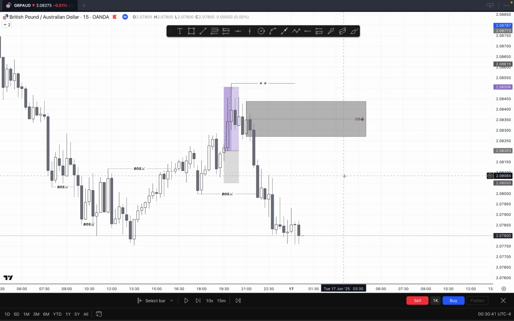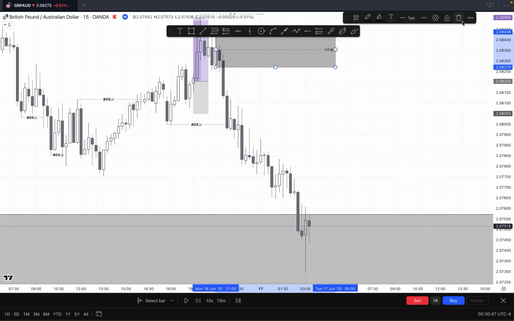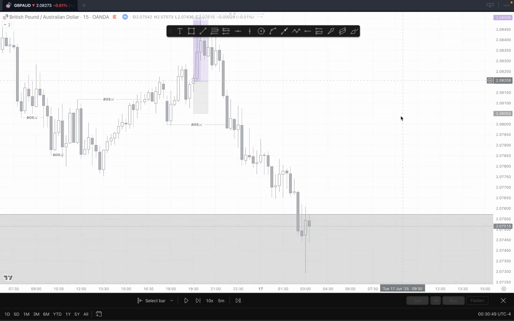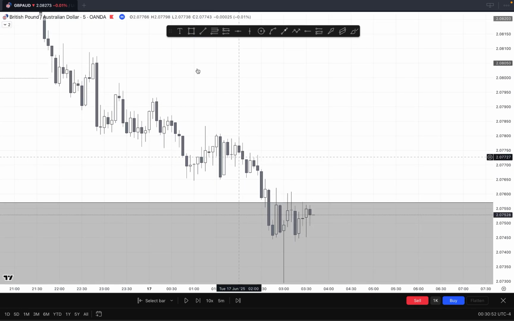Looking to get a retracement that would push it more to the downside. Oh, well, that didn't happen. It's fine. Jump down to the 5 minute. Get a break over here.